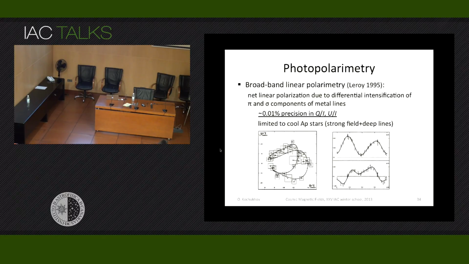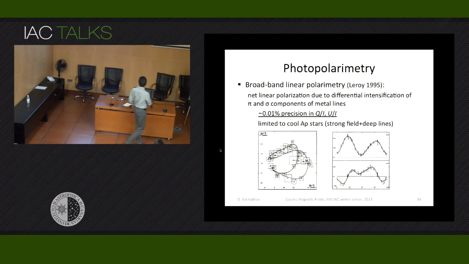So to get this net linear polarization signal, we need to have strong lines and fairly strong field. And still this is the kind of precision that needs to be obtained in order to see this broadband linear polarization. So it's polarization coming from individual spectral lines, from differential intensification of Zeeman components in them. And it is limited to intermediate mass stars with strong fields.